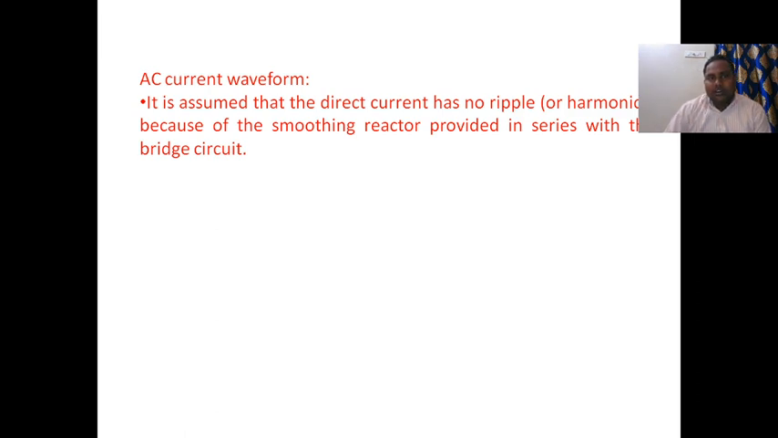In the AC current waveform, it is assumed that the direct current has no ripple. The DC has no ripple. We already took that assumption for harmonics because of the smoothing reactor provided in series with the bridge circuit. Normally the smoothing reactor serves two purposes. First, it eliminates harmonics and ripples. Second, it provides protection for the circuit. Whenever overcurrent flows in the circuit, the smoothing reactor does not allow that overcurrent.